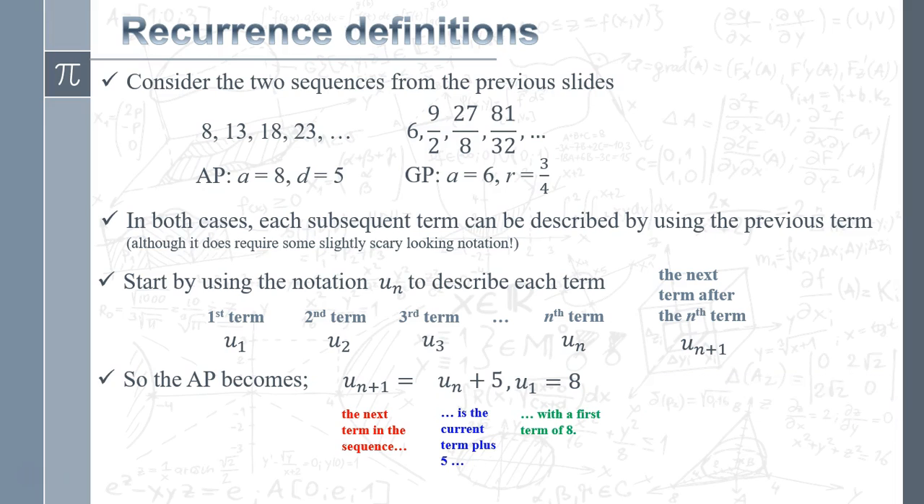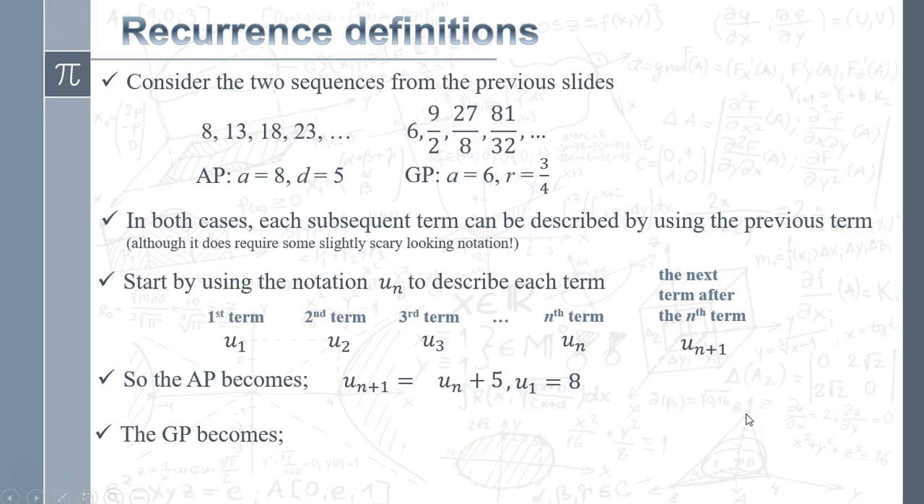So what we do is with our definition, we have the first term. So u1, we're told, is 8. And then this bit now says the next term is the one before it plus 5. And so there's the definition of our AP. And a similar thing with our GP. What we've got is our next term is going to be our current term times 3/4. And the first term in our sequence is going to be 6.